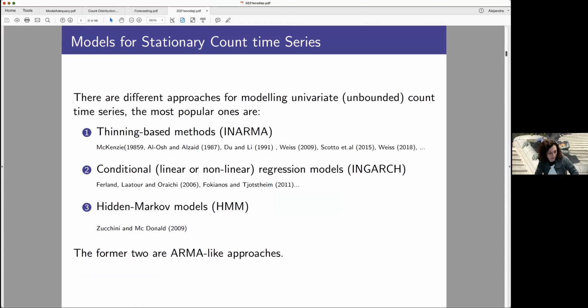Okay, so as I said before, there are different approaches for modeling univariate and unbounded count time series. There are methods for multivariate count time series, which I'm not going to talk about. And if the counts are bounded and not unbounded, then many things change as well. And I'm not going to mention that except for maybe an example or not.